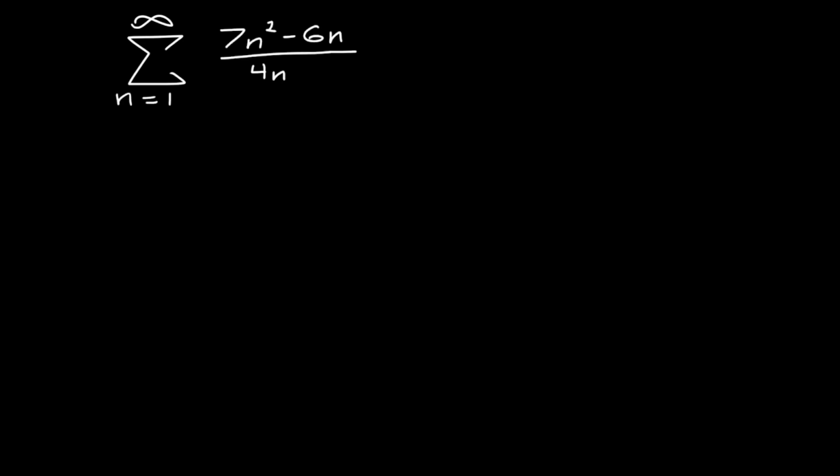Okay, so here's our first problem. Before we can use the divergence test, we first need to take the limit of our series. So let's take the limit as n approaches infinity of 7n squared minus 6n divided by 4n. Now to make this easier to solve, we're going to isolate the dominant terms in the numerator and denominator. The dominant terms are the highest degree terms in both the numerator and denominator. In our case, it would be 7n squared in the numerator and 4n in the denominator.